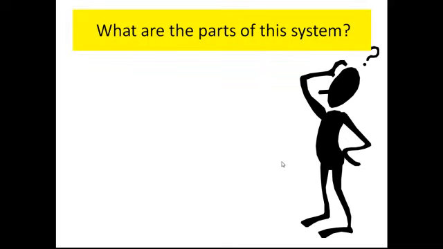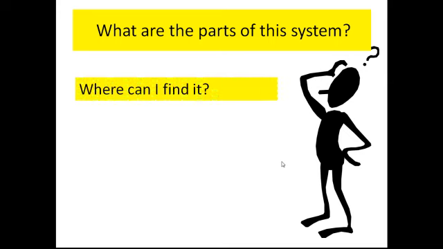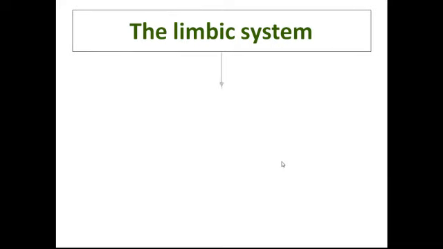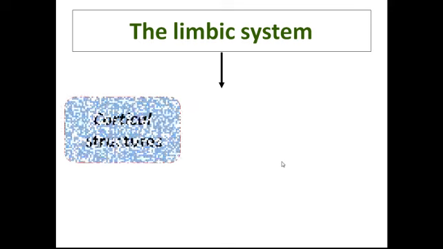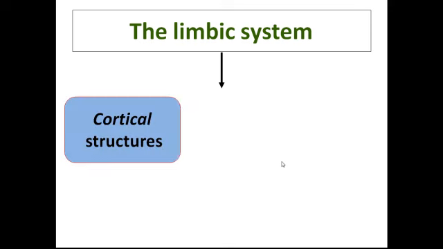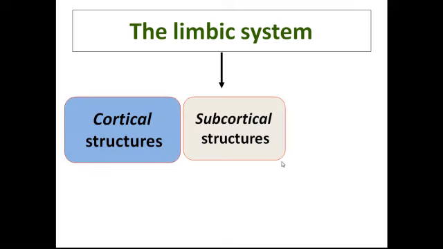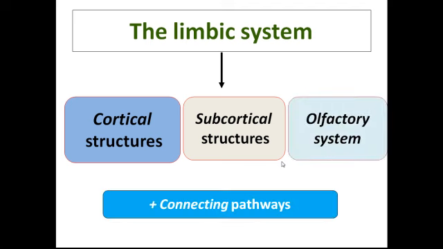What are the parts of the limbic system? Where can I find these different parts of the limbic system? The limbic system is formed of a number of cortical structures, subcortical structures, in addition to the olfactory system. Several connecting pathways connect these different parts together.